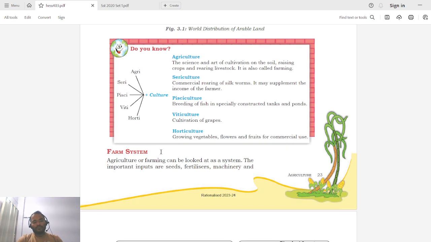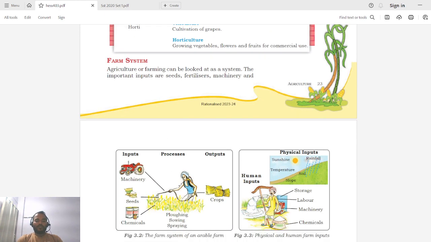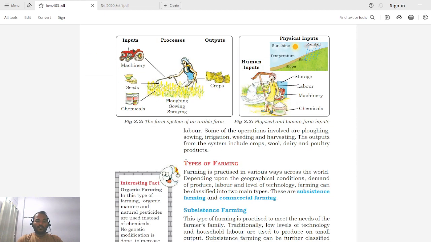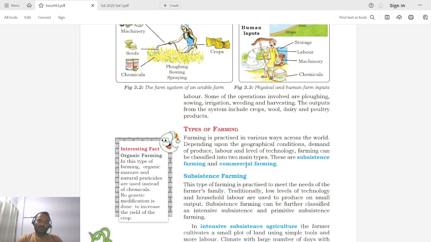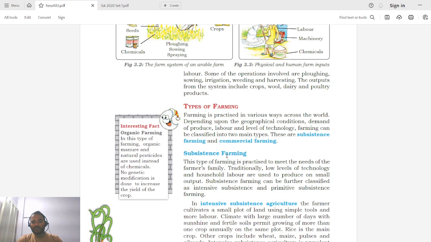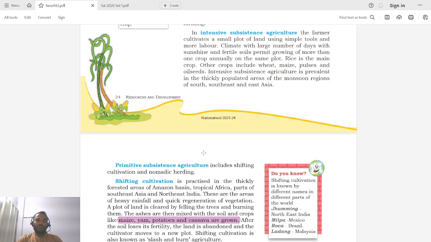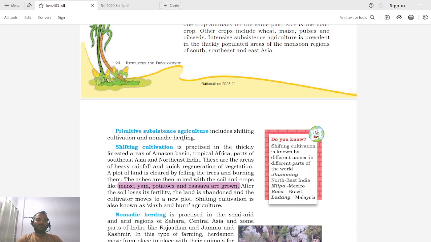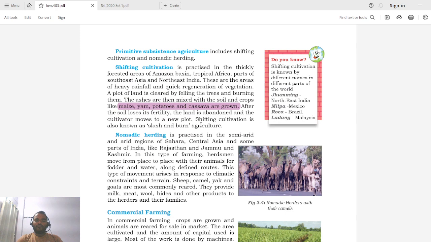Then we went on to understanding the farming system and the different processes involved in farming, and then types of farming, the two major classifications, subsistence and commercial. In subsistence you have intensive and primitive, and primitive is further classified as shifting and nomadic, right? So we have gone through this classification.